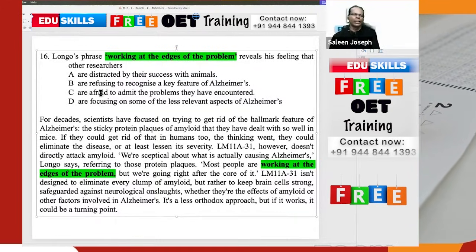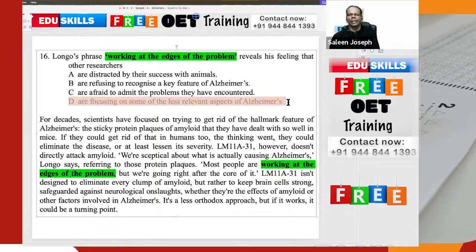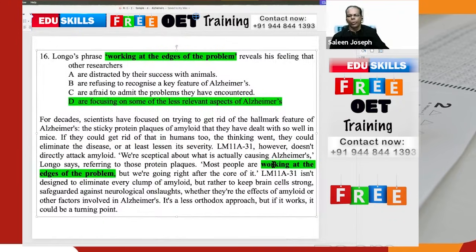Okay, option D. No, that's what I said. Relevant. In general, if you have a bit of competency, you can directly go to the answer. Most people are working at the edges of the problem, but we are going right after the core of it.